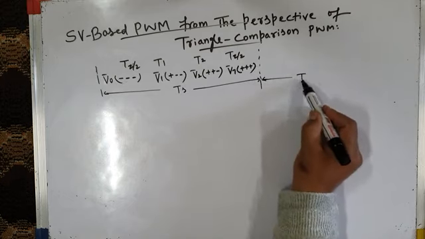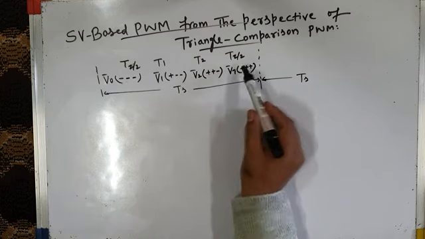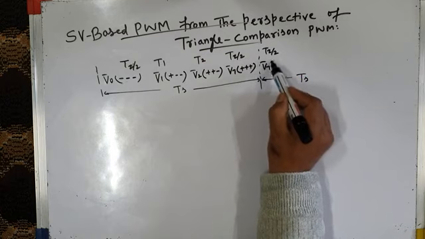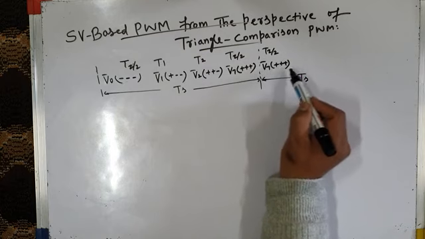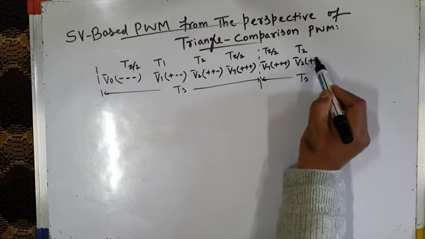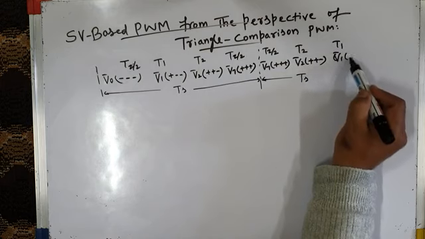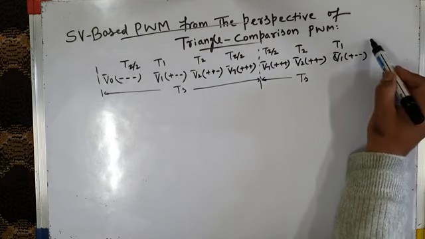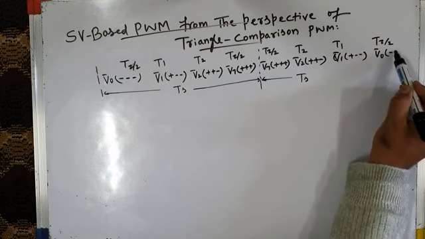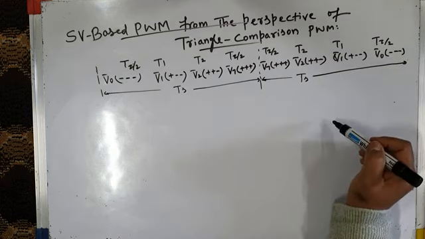The other half of the carrier cycle applies the same switching sequences but in reverse order. That means for tz by 2 time, switching sequence plus plus plus will be applied. For t2, plus plus minus. For t1, plus minus minus. And for tz by 2, v0, that's minus minus minus, will be applied. That completes the other subcycle.